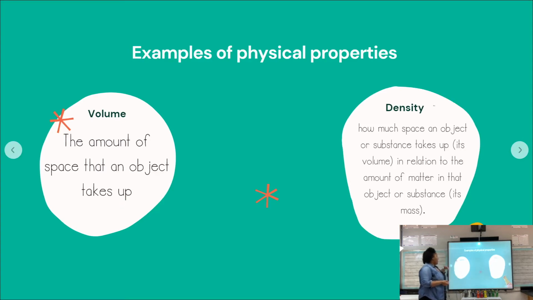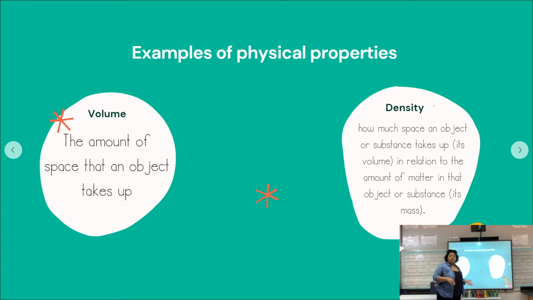Then lastly, we have volume and density. Volume is the amount of space that an object takes up. And density is how much space an object or substance takes up in relation to the amount of matter in that object or substance. So density also involves volume and mass. And we'll get into that a little bit more later. So those are just some examples of the physical properties of matter.